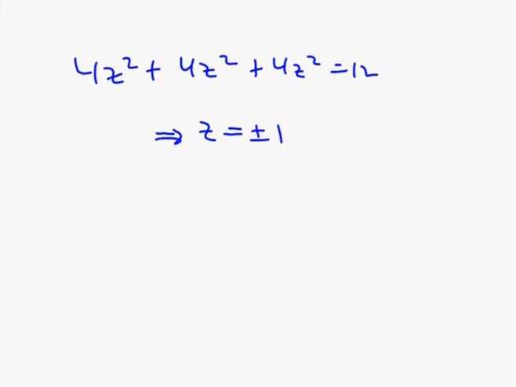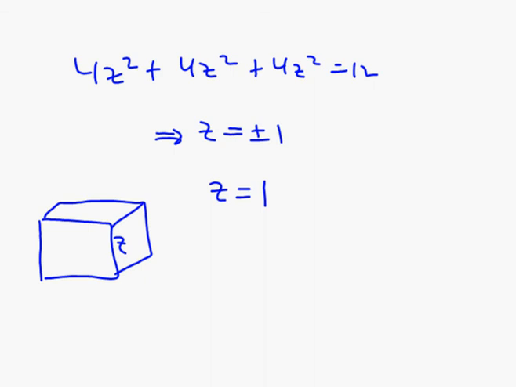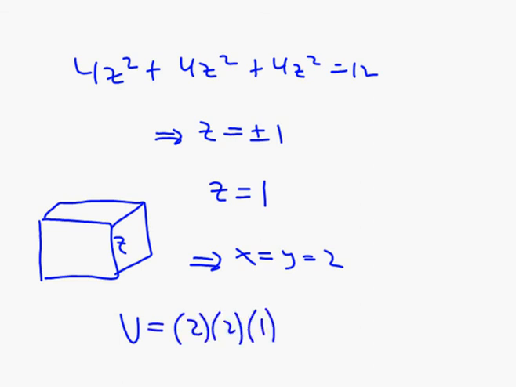Now, z is representing a distance. Don't forget this is a box, and z is the height of it. So it doesn't make sense for z to be negative, so z is positive 1. But that implies that x equals y equals 2. So there you go. So the volume's maximum value is going to occur when x is 2, y is 2, and z is 1, which is 4.